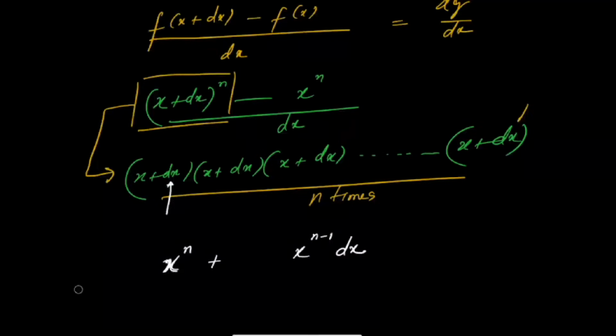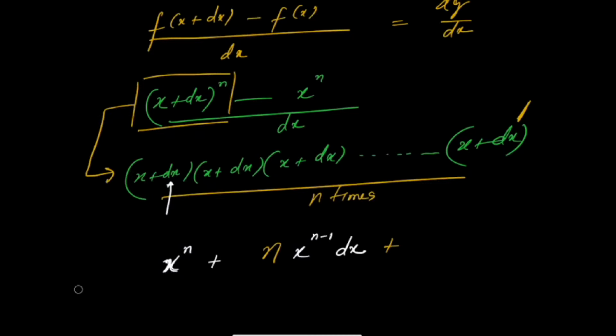And last, you can take dx from the nth bracket and from all the rest of the brackets you multiply x. So in how many ways can you get this term? You can get this term in n ways, because from each and every bracket you can get one dx and the rest of them you can multiply by x. So you'll get n terms.